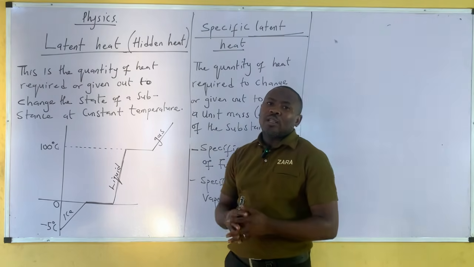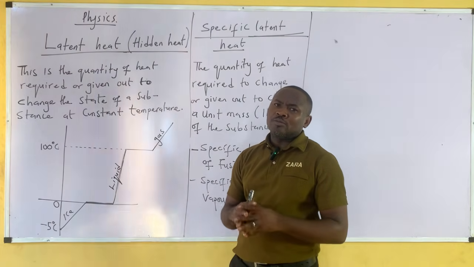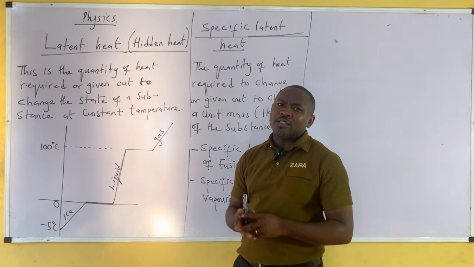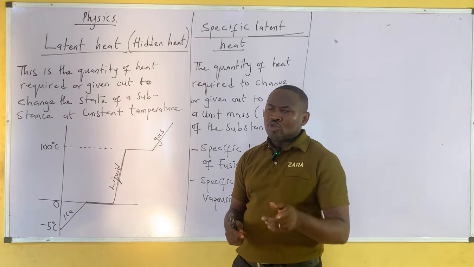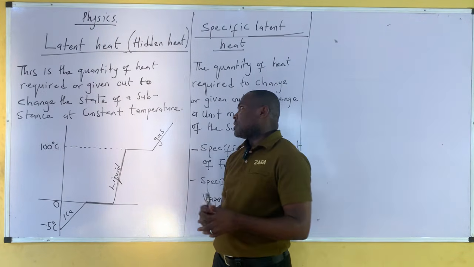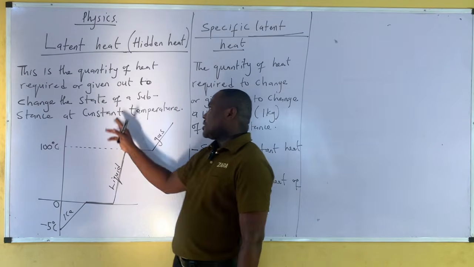Now, the word latent means hidden, and it is a form of heat that is not noticed, but it occurs. Now, what is latent heat? We said this is the quantity of heat required or given out to change the state of a substance.